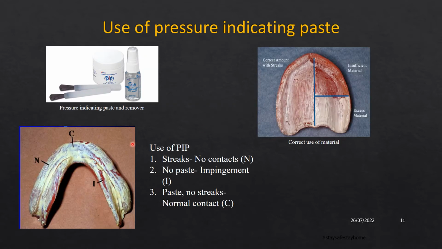So this is the pressure indicating base, and this is how it is applied on the denture, and then it is placed in the patient's mouth. The patient is asked to bite in centric relationship, and then any areas which are exposed indicate the pressure areas that may result in sore spots, and these are trimmed and polished.